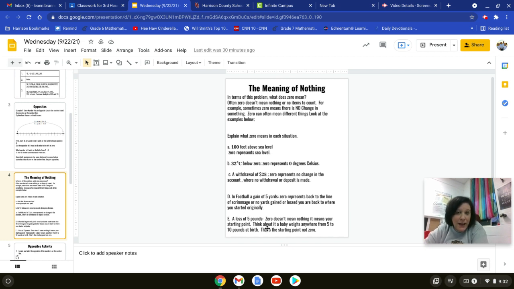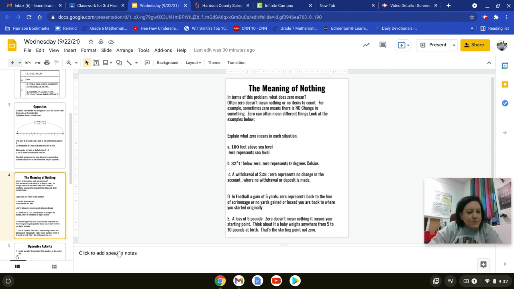A loss of 5 pounds would be negative 5. Zero doesn't mean nothing. It's your starting point. If I go on a diet and I want to lose some weight, then if I lose 5 pounds, okay, that means negative 5. But zero doesn't mean I don't weigh anything. It means that I go back to wherever I started from. I haven't gained weight, but I haven't lost any. So it's kind of like maintaining.